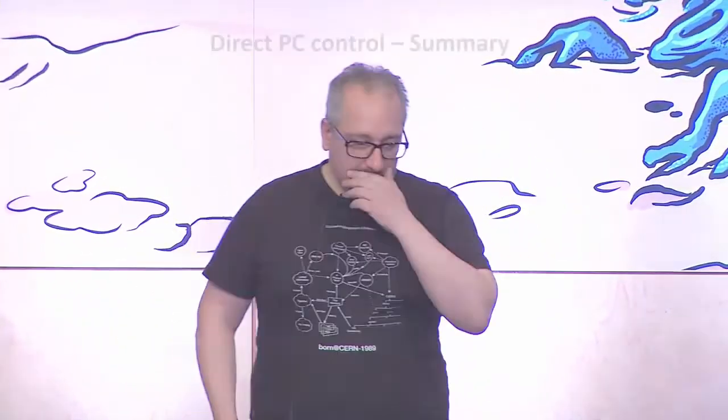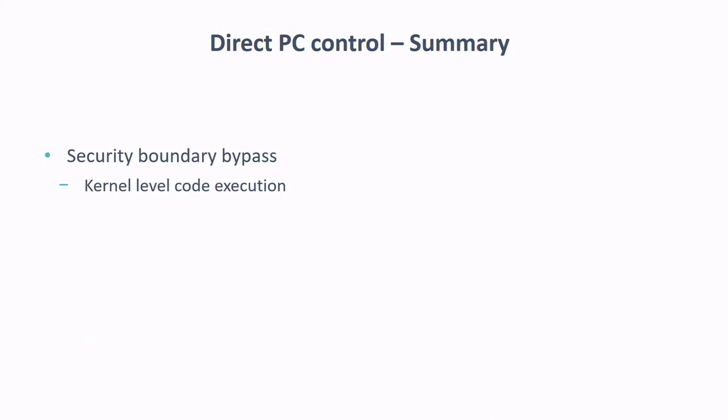So you've seen the video is less than 5 minutes long. This is actually a real experiment that we just ran, and in 5 minutes we got the PC set to whatever we want. So the summary is that we got again a security boundary bypass, but this time we had code execution, and this is really the interesting part.